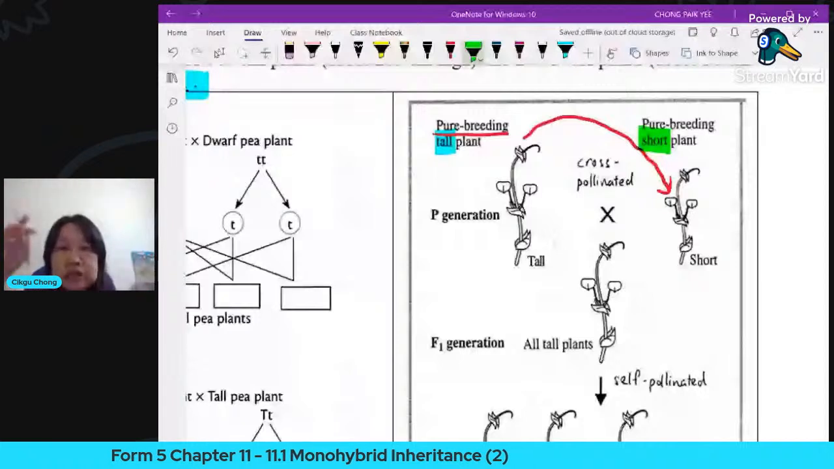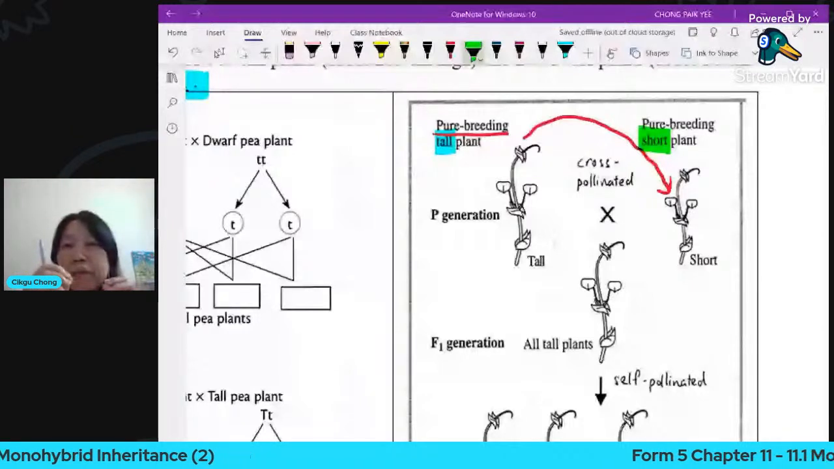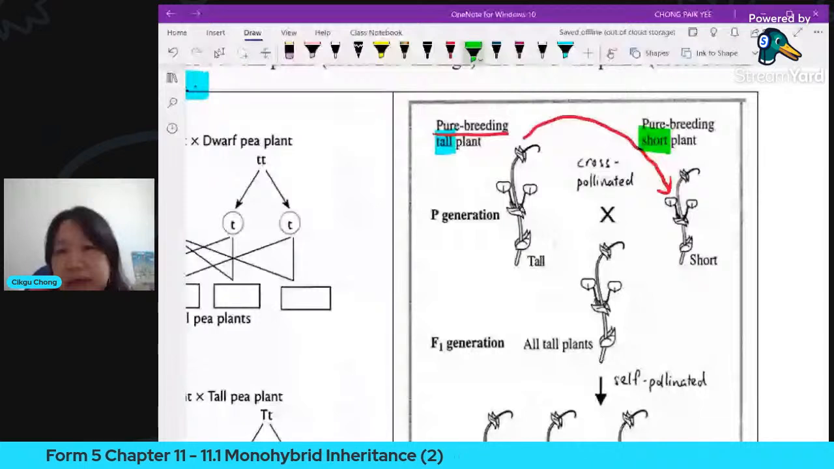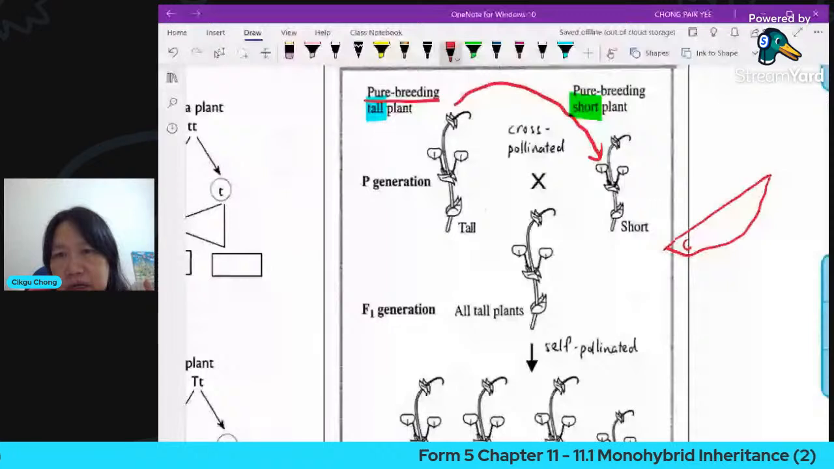Later on, you're going to get your pod. The pod will come out. So after the crossbreed, you wait, of course. Then you're going to get the flower first. After the flower, then you're going to get the pod. This is a pod with the peas inside, right? The peas, not beans. Then you get this.